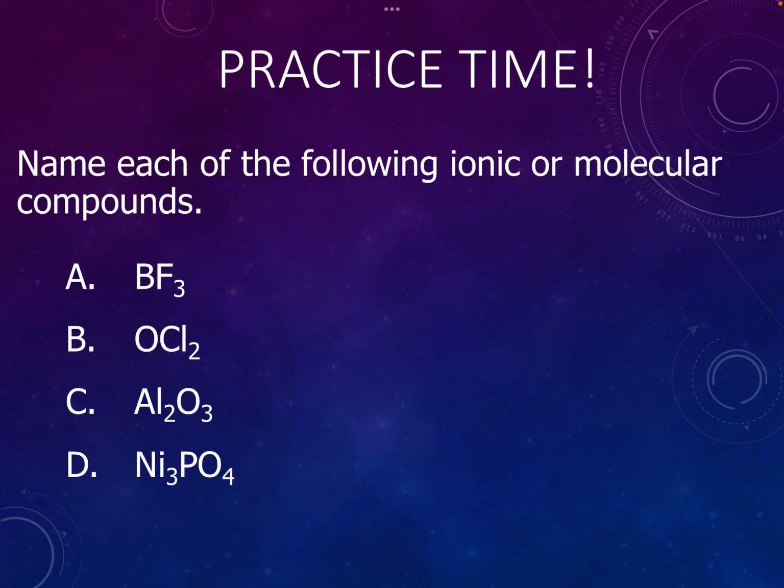So we're going to name these. The first thing we need to do is figure out, is it ionic or is it molecular, right? Okay, so let's look at this first one. This is going to be easier if you have a periodic table in front of you, so you can figure out whether things are metals or nonmetals. You should have colored this in earlier in the course when we covered all of that.